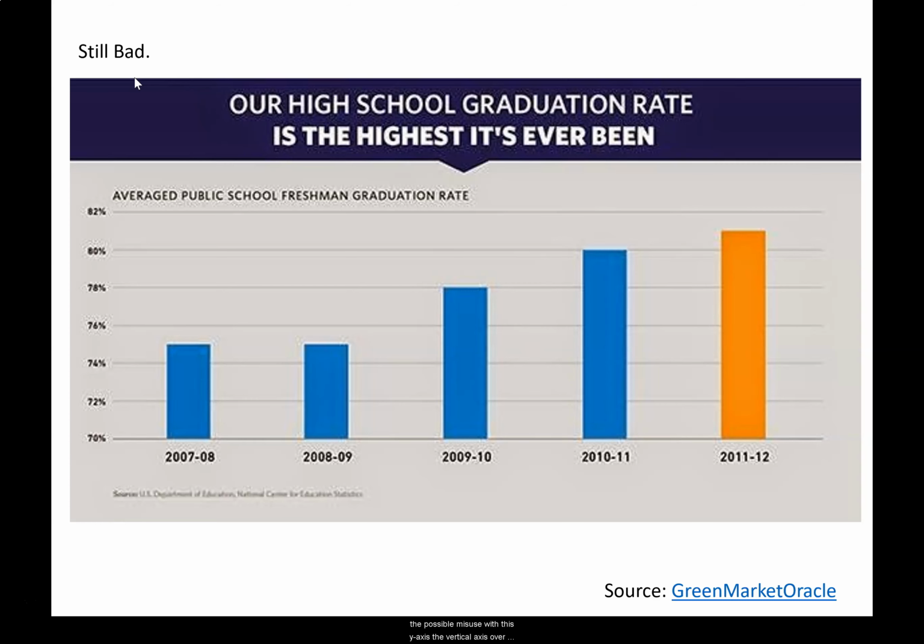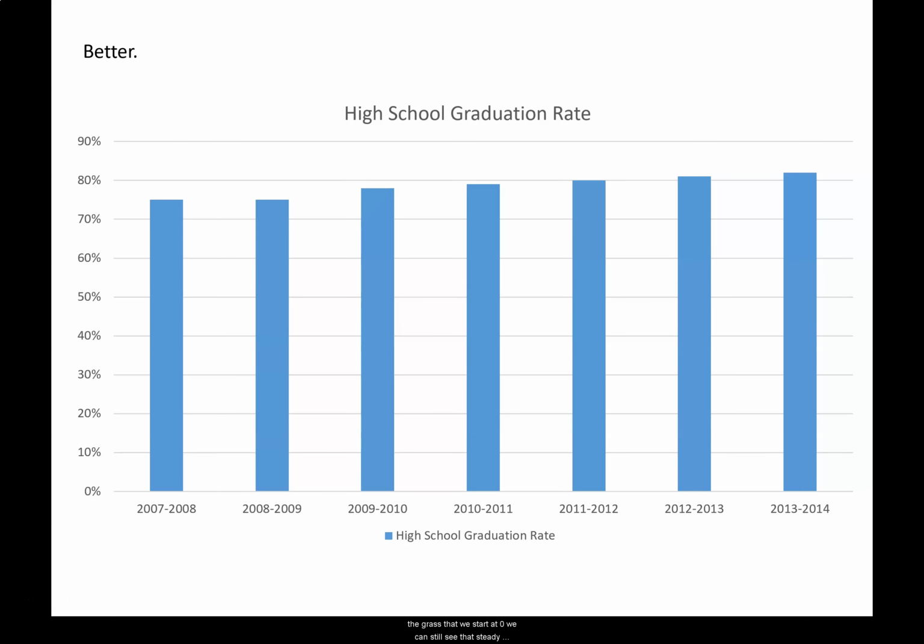In this graph, you get a better sense of a possible misuse with this y-axis, the vertical axis over here. We don't start at 0, we start at 70%. So we're cutting off the bottoms of these bars by starting at 70%. And so the comparison between the first 2 years and the 5th year looks more dramatic than it is. If we make the correction and change the graph so that we start at 0, we can still see that steady increase, but it does not look as dramatic as the previous pictures. Again, it's great news that our high school graduation rate is increasing, but the pictures can be misleading.